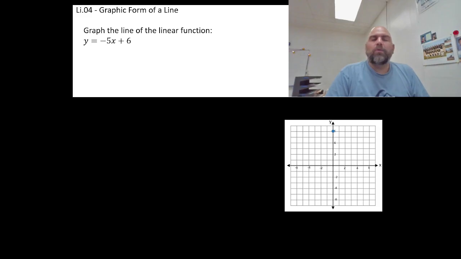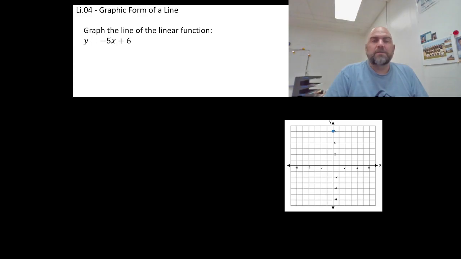Now, from any point on our line, we can use our slope to find the next one. Another point is going to be the slope away from it, or we're going to follow the slope to find it. In this case, the slope is negative 5, which is the same as saying negative 5 over 1, because all whole numbers or all integers can be written over 1 to represent it as a fraction.